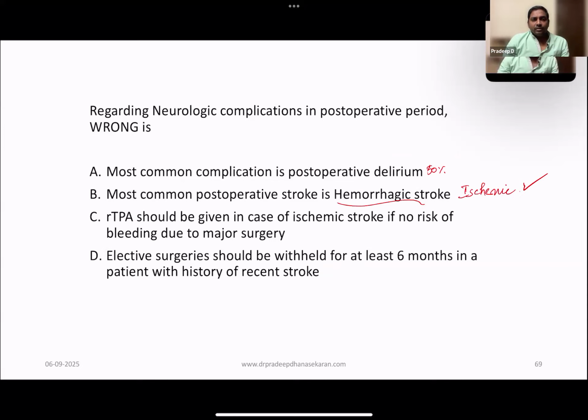Recombinant tissue plasminogen activator should be given in case of an ischemic stroke. You have no risk of bleeding due to major surgery. That is a true statement. Elective surgery should be withheld for at least 6 months in a patient with history of recent stroke. That is a true statement.